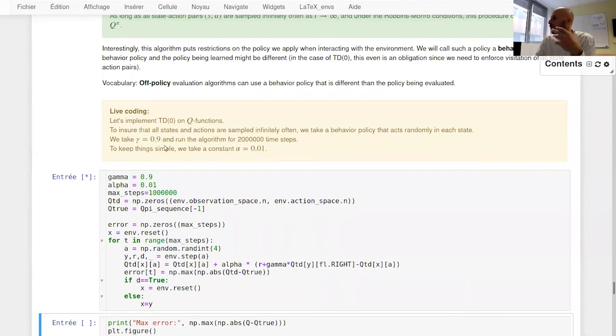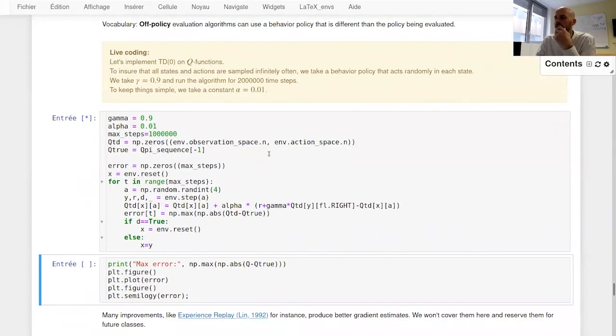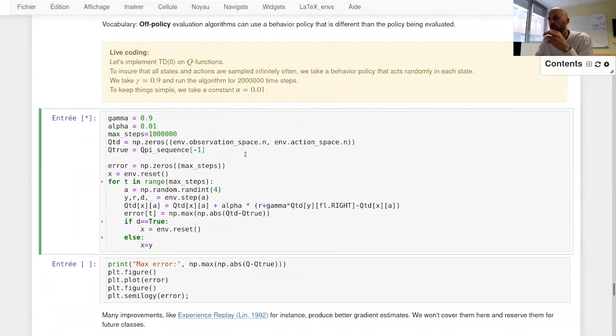We will take gamma equals 0.9, and we will run the algorithm for, not 2 million, but 1 million time steps. So to keep things simple, we're going to take a constant alpha equals 10 to the minus 2. So this does not respect the Robbins-Monro condition, and we will tolerate a bit of non-convergence, or convergence to a vicinity of the optimal solution. So gamma equals 0.9, alpha equals 0.01, max steps equals 1 million.